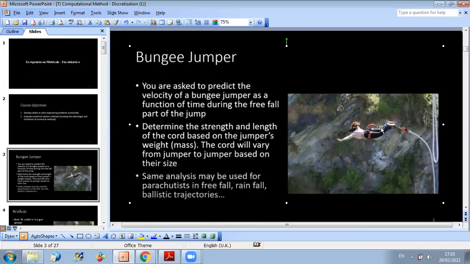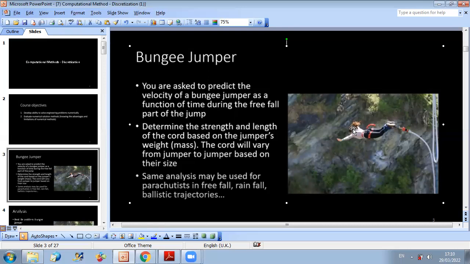You have a bungee jumper, and you want to predict the velocity of the bungee jumper as function of time during the free fall. You can use analytical solution. In analytical solution, you will get the exact variation of velocity, and also you can use numerical technique. So our purpose is to just look at this simple example to see what is the strategy used in numerical methods.